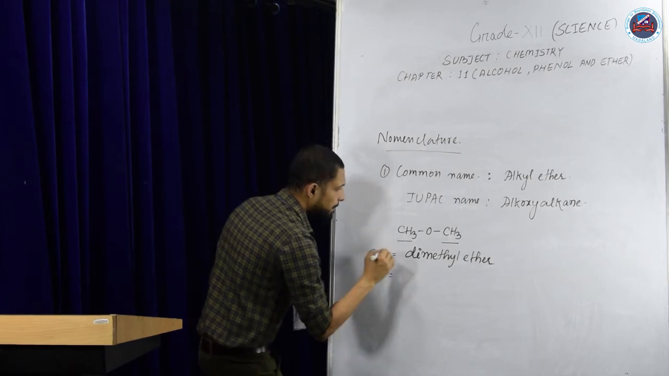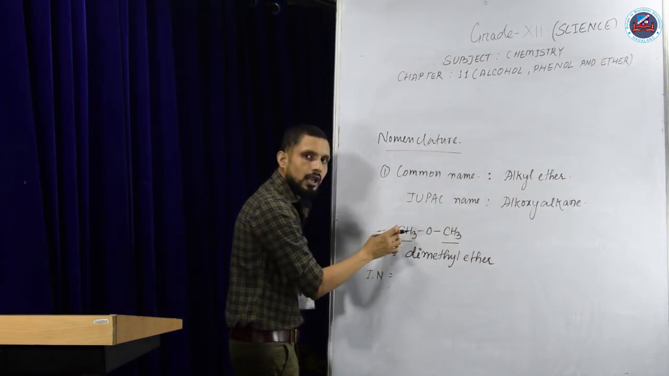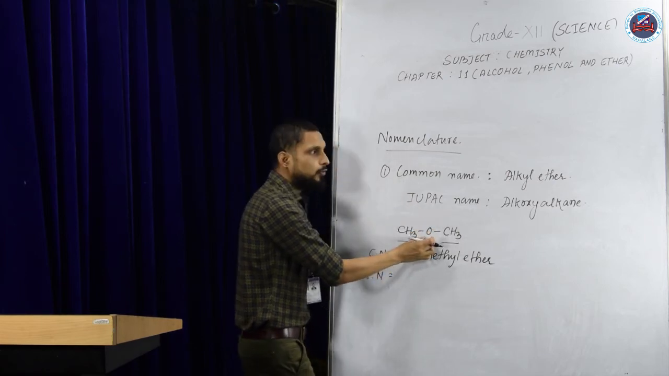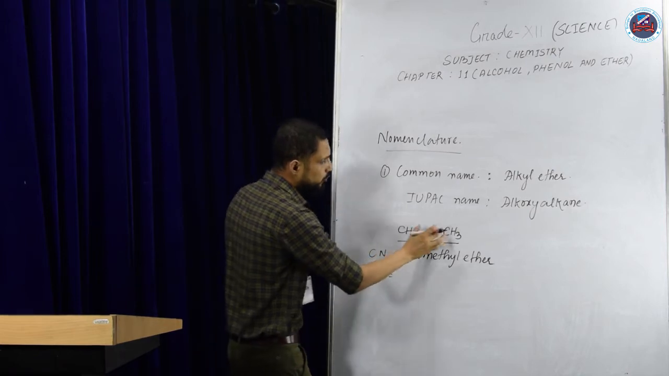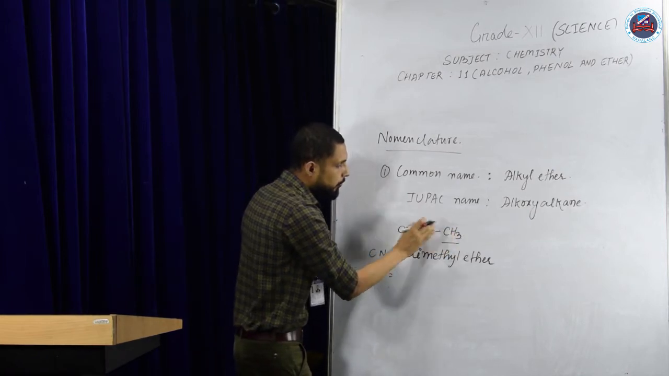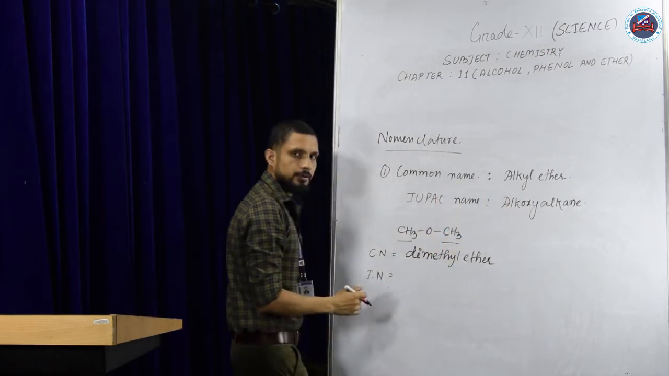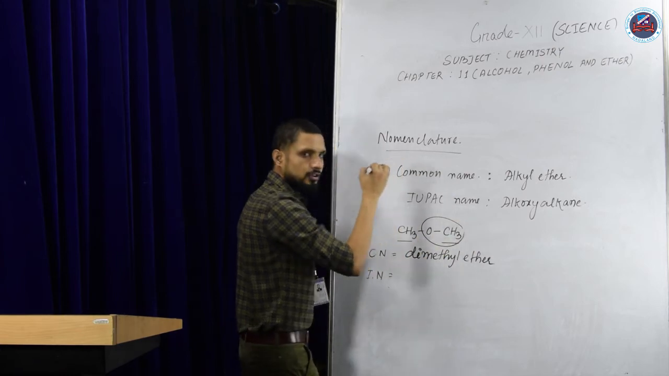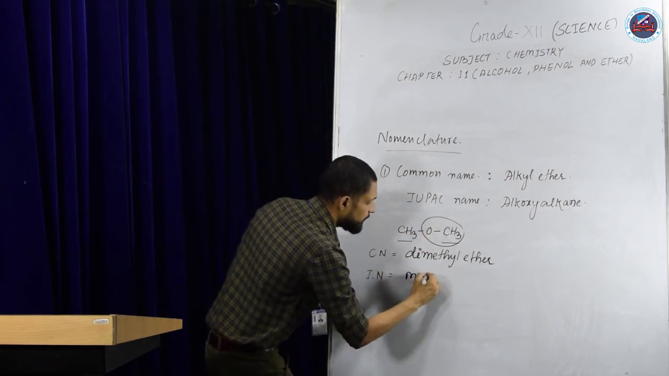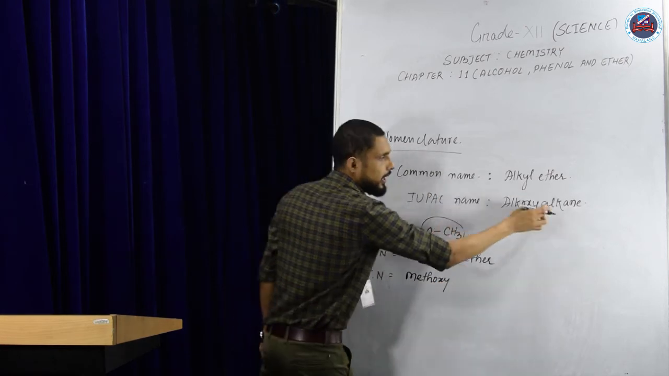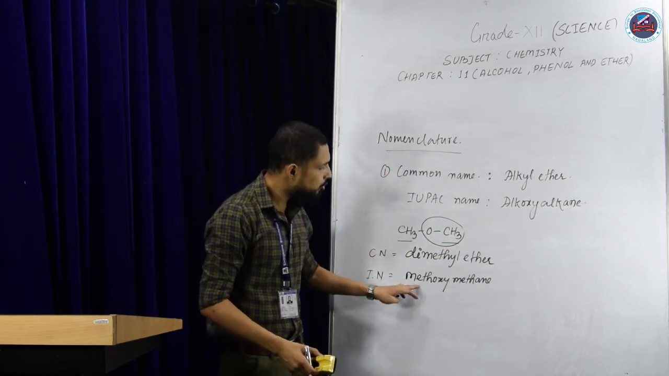When we write the IUPAC name, we write it as alkoxy alkane. So one of the alkyl group will take the oxygen and will act as alkoxy, whereas the other alkyl group will act as alkane. Now in this ether, you can see on both sides we have the same alkyl group. So anyone can act as alkoxy. Now say this CH3, if it takes the oxygen, CH3 is methyl, but with oxygen it will become methoxy. One carbon, alkane name is methane. So the IUPAC name of this ether is methoxymethane.